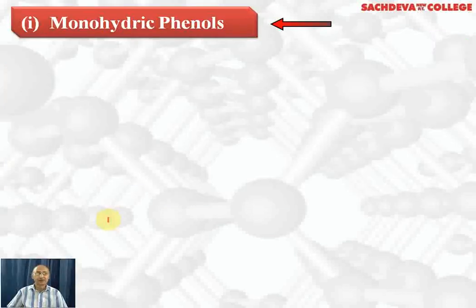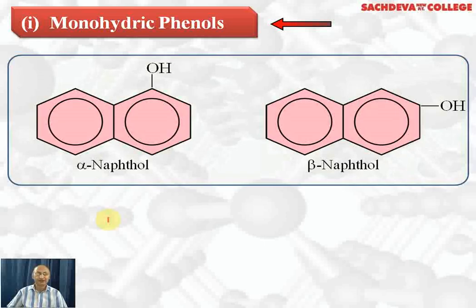Let's take up monohydric phenol of naphthalene. The first one is alpha naphthol. When OH group is on first carbon, this is called first, second, third, fourth, fifth, sixth, seventh, eighth, ninth, 10th. That is the way of counting naphthalene. So it is called alpha naphthol because OH group is attached at first carbon. In IUPAC system, we call it 1-naphthol. In this compound OH group is at beta carbon, so it is called beta naphthol. In IUPAC system, we call it 2-naphthol. This is derivative of naphthalene, that's why it is called naphthol.